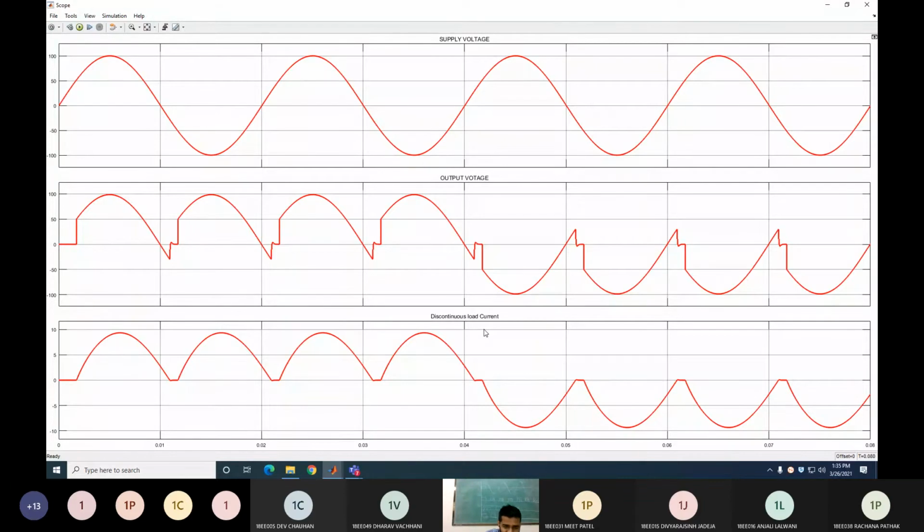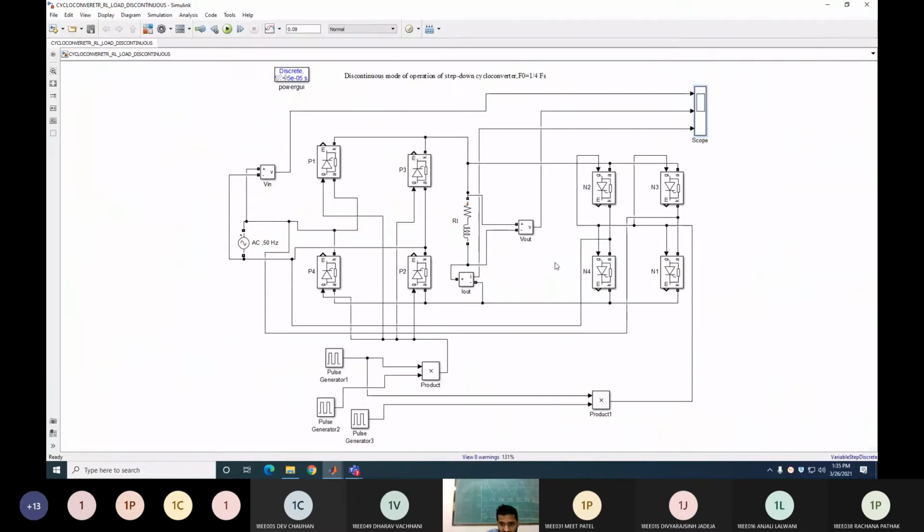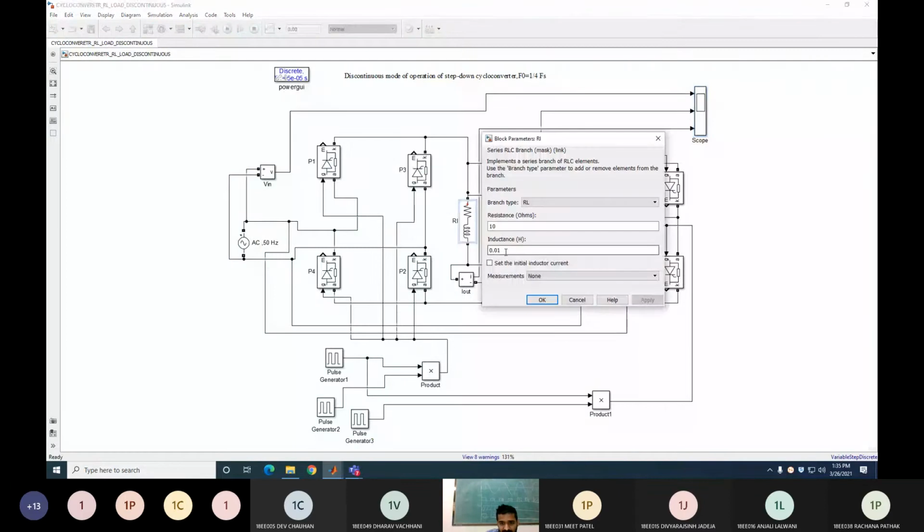for α equal to 30 degrees, discontinuous mode of operation. This discontinuous mode of operation you get when your α is greater than φ. Here α is 30 degrees and your φ is 17.3 degrees because you take the load R as 10 ohms and L as 10 millihenry. So I think all of you understand this discontinuous mode of operation.